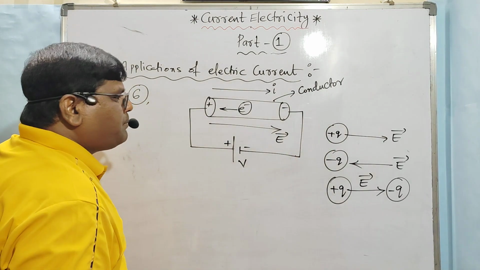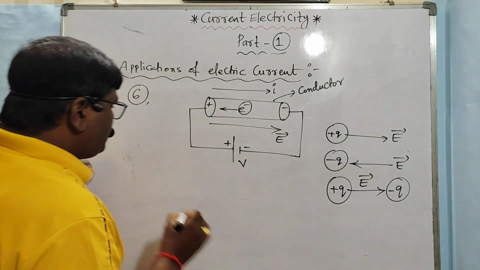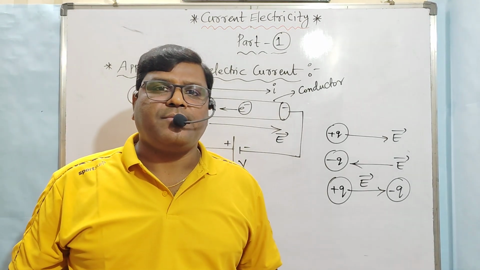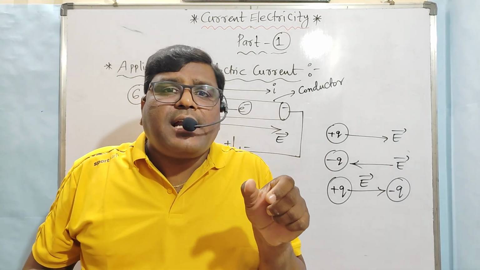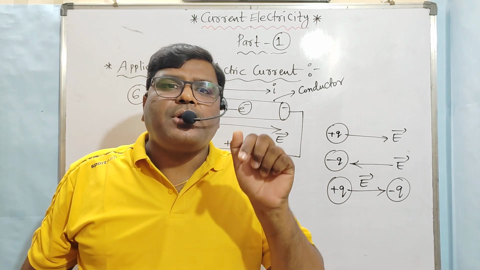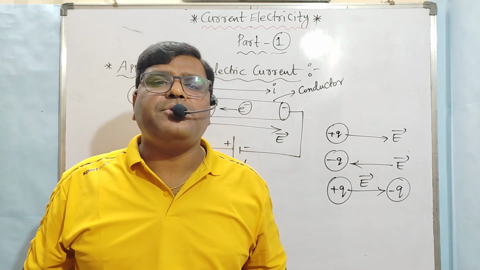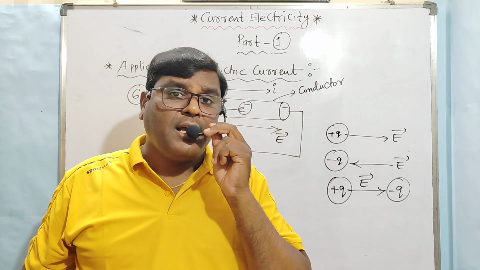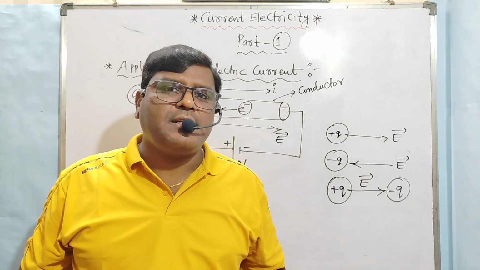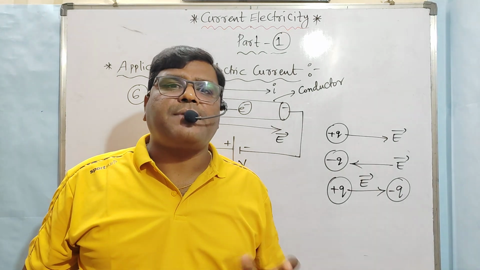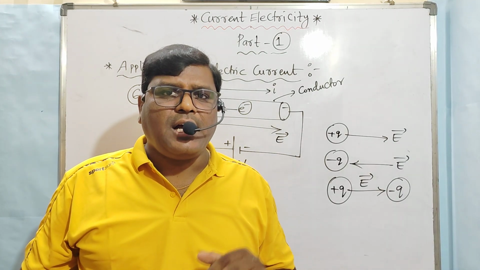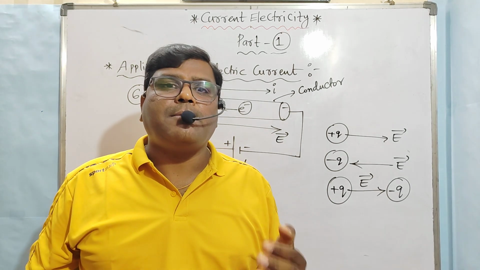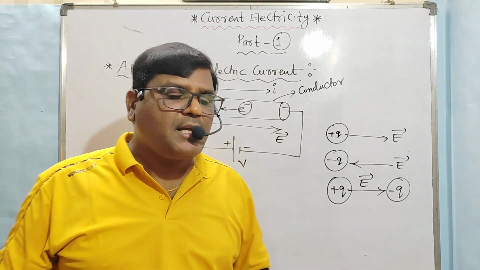So the electron is moving to the left side, which is opposite to the electric current as well as the electric field. One more point we are going to discuss here: how we can define the positive charge and negative charge. To get the positive charge, we have to remove some electrons from that body. If you remove negative charge from the body, automatically the body will get positive charge.